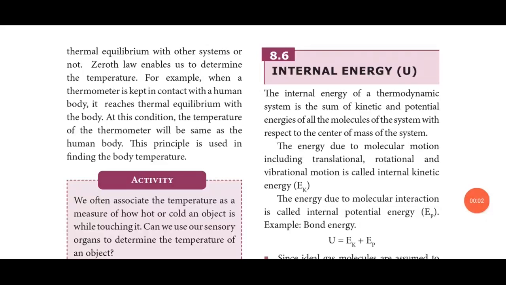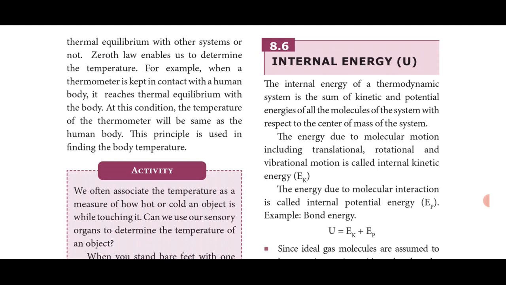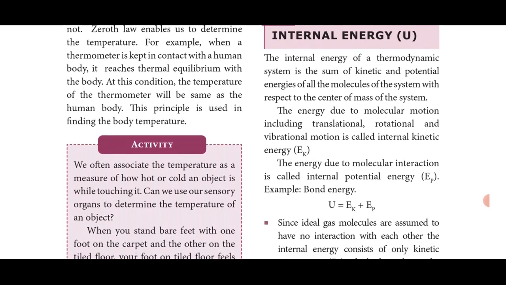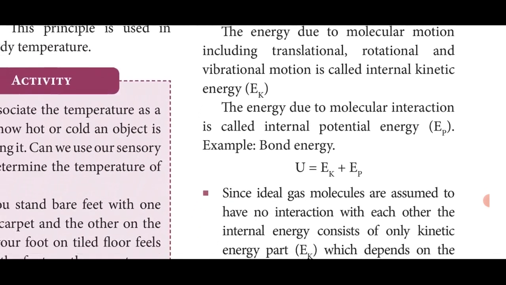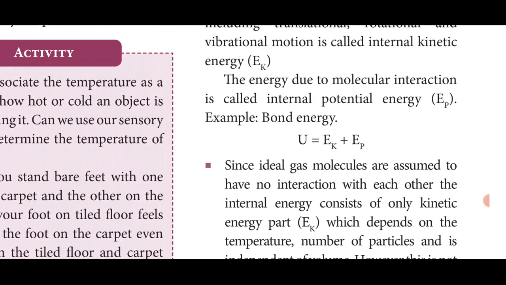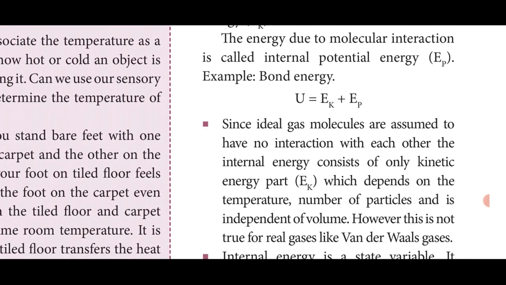Good morning, students. In the 8th unit, next we pass on to the internal energy. Internal energy of a thermodynamic system is nothing but the sum of the kinetic and potential energies of all the molecules of the system. With respect to the center of mass of the system, the energy due to molecular motion, including translational, rotational and vibrational motion, is called internal kinetic energy. The energy due to molecular interaction is called internal potential energy, for example, bond energy. So U is equal to Ek plus Ep.